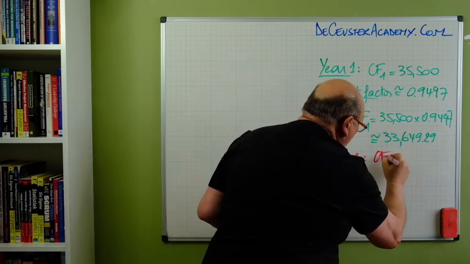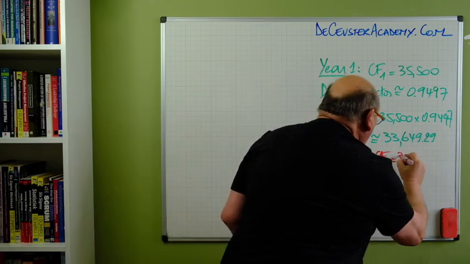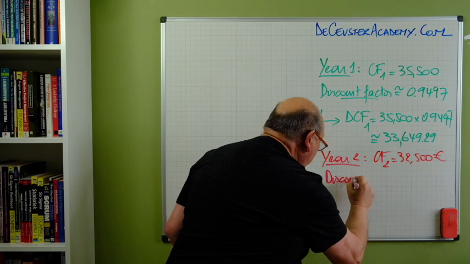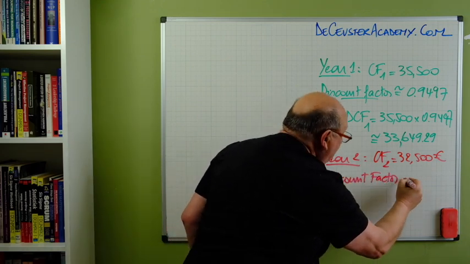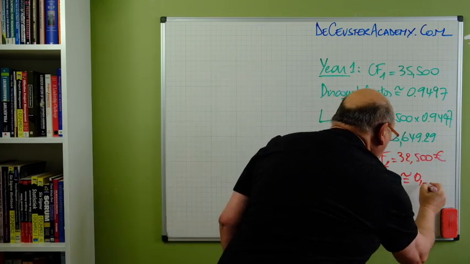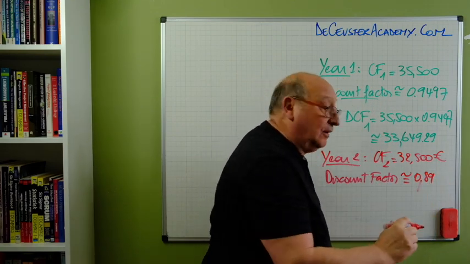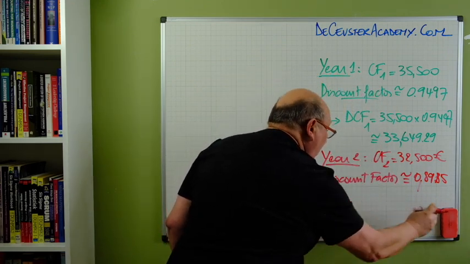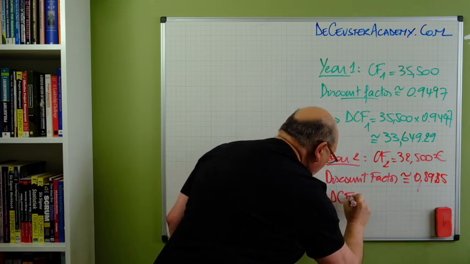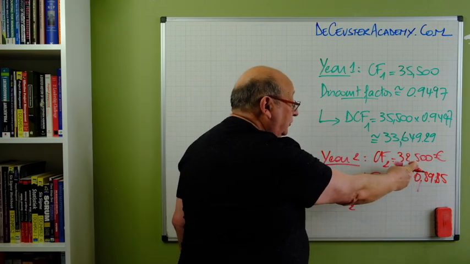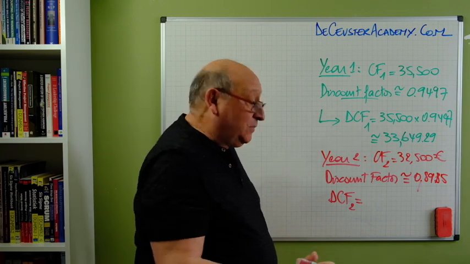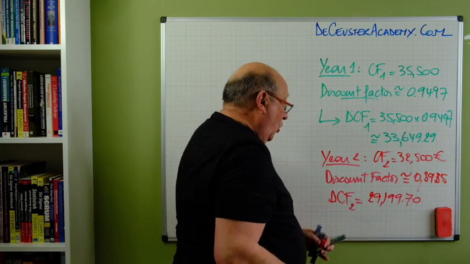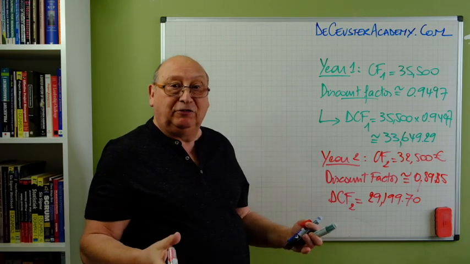We know that the cash flow for year 2 is equal to 32,500. We know that the discount factor is approximately equal to 0.8985. And when we find the result, so the discounted cash flow for year 2, we multiply 32,500 with 0.8985, which gives us 29,199.70, or we can say 29,200. The difference will be very small.